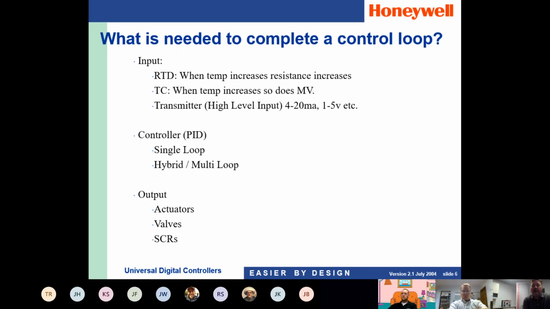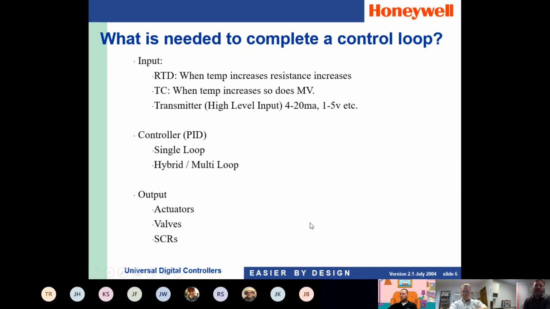Or it can be a transmitter. A transmitter would be typically considered a high-level input. That would be a 4 to 20 milliamp, a 1 to 5 volt, 0 to 10 volt, or some other voltage that's linear to the process signal that's feeding it back to your control loop.